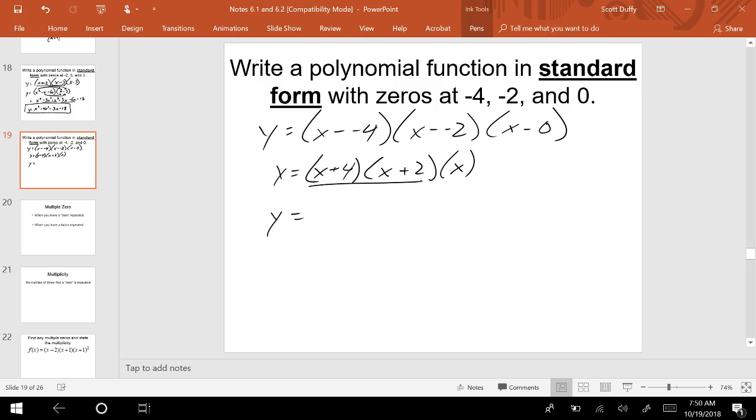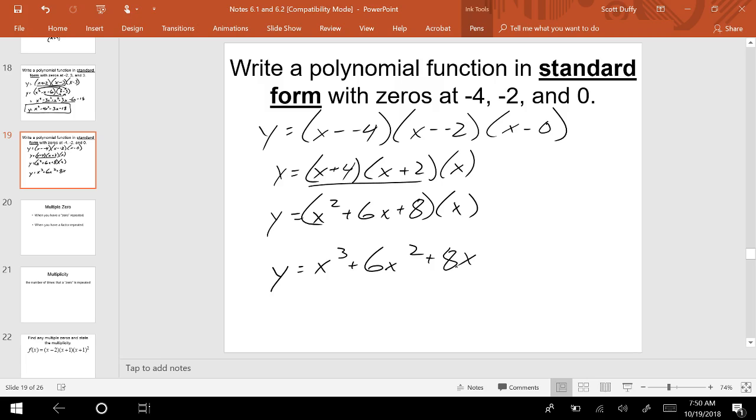FOIL it out, these two. X squared plus 6x plus 8. Multiply all that by x. X distributes to each of those. So x cubed. And that's it.